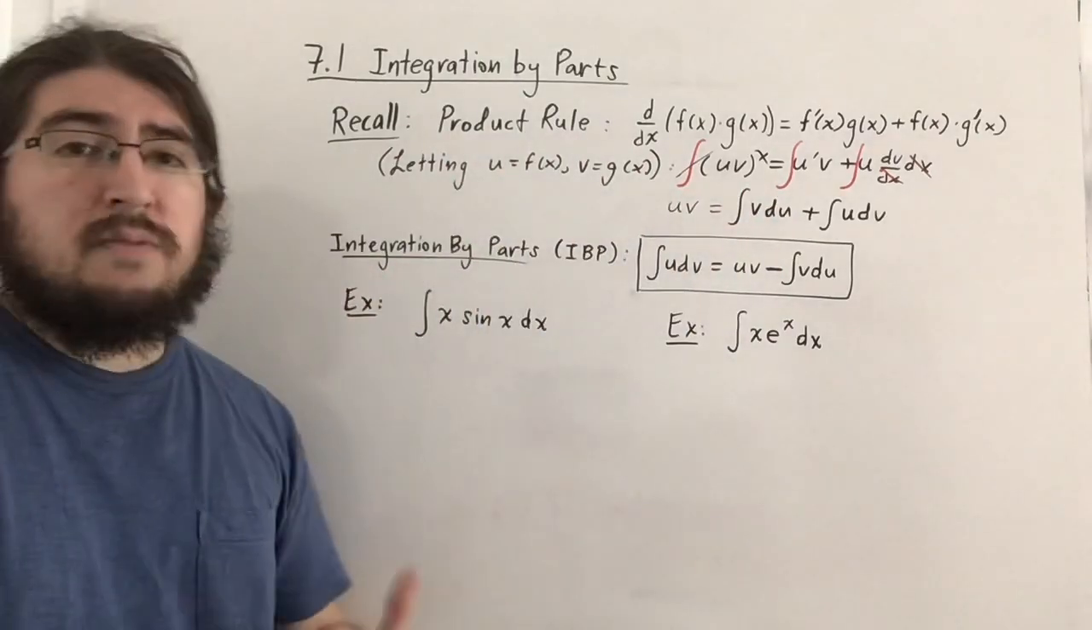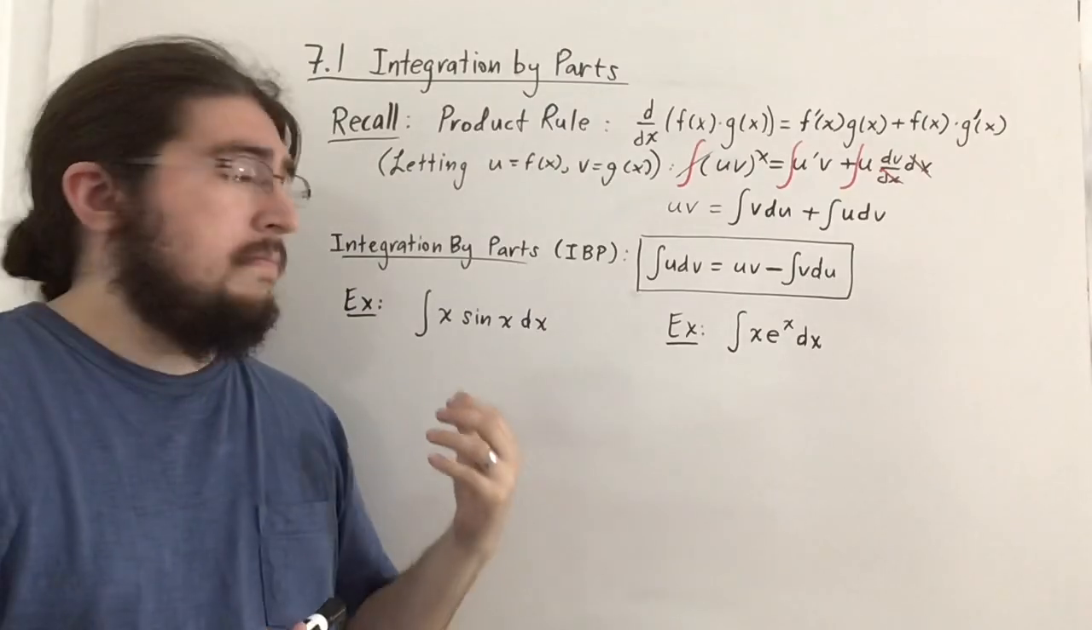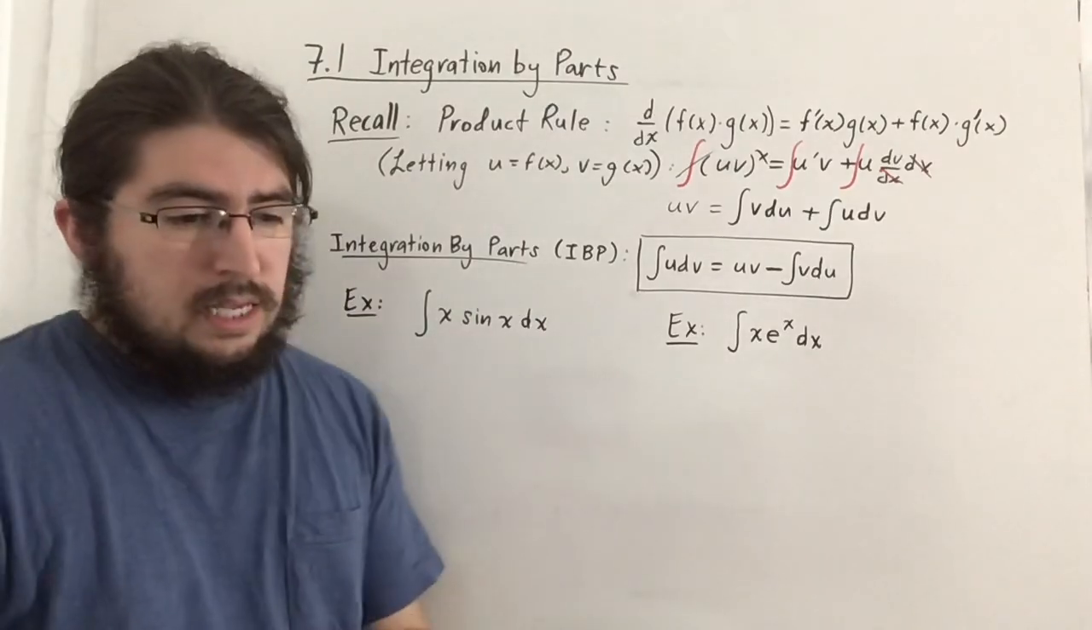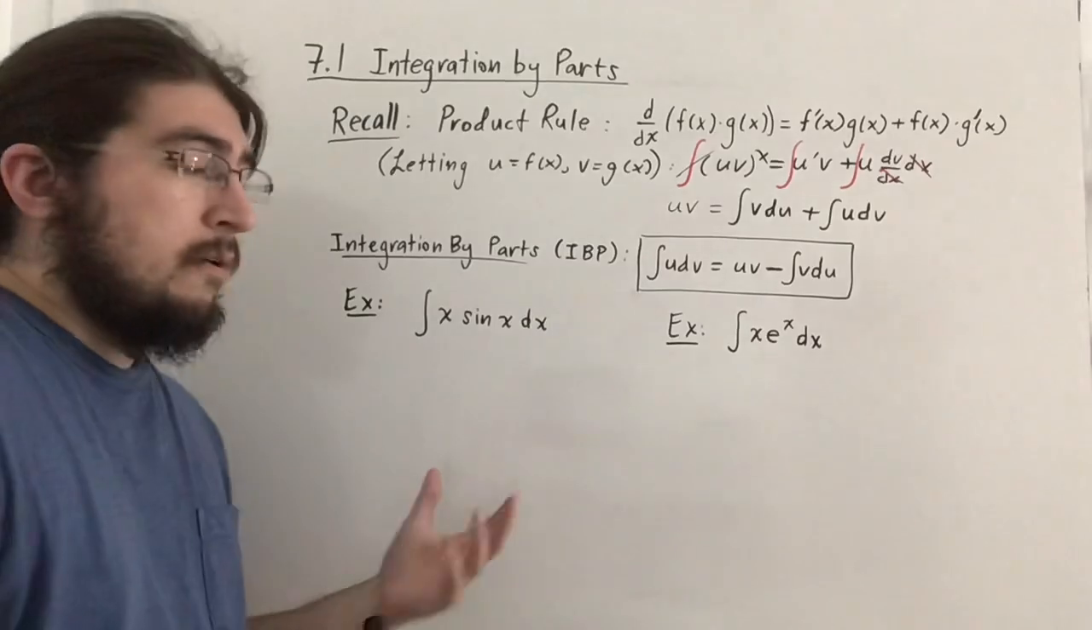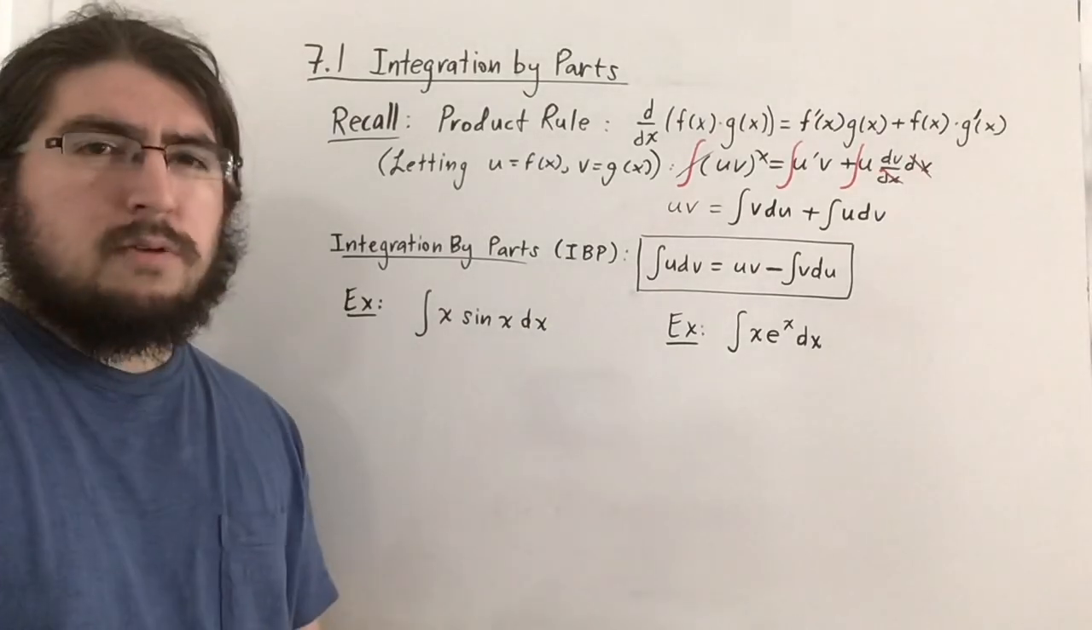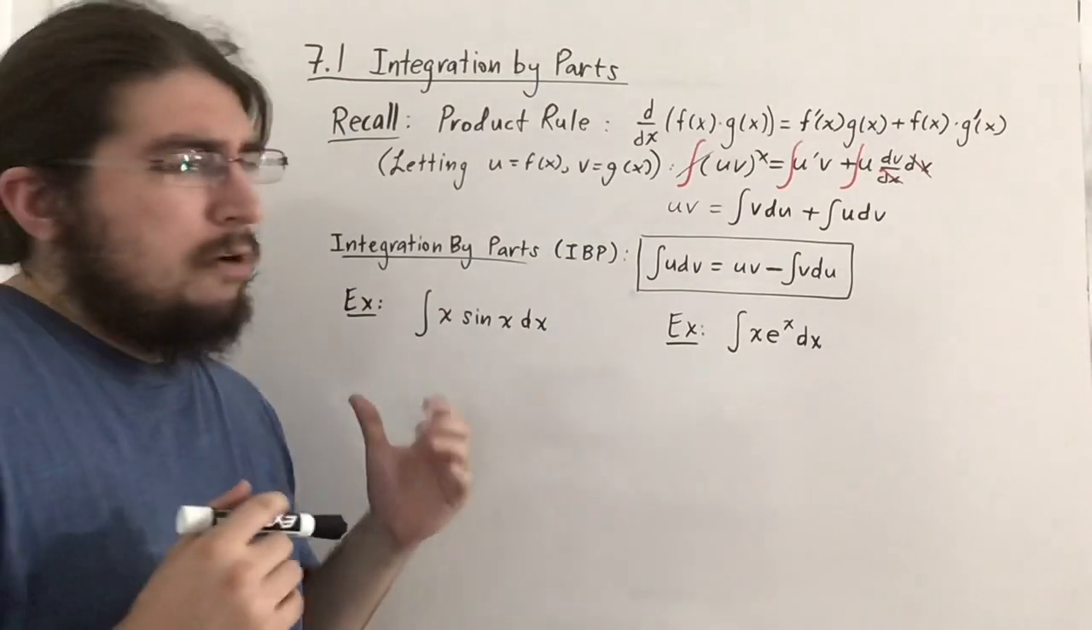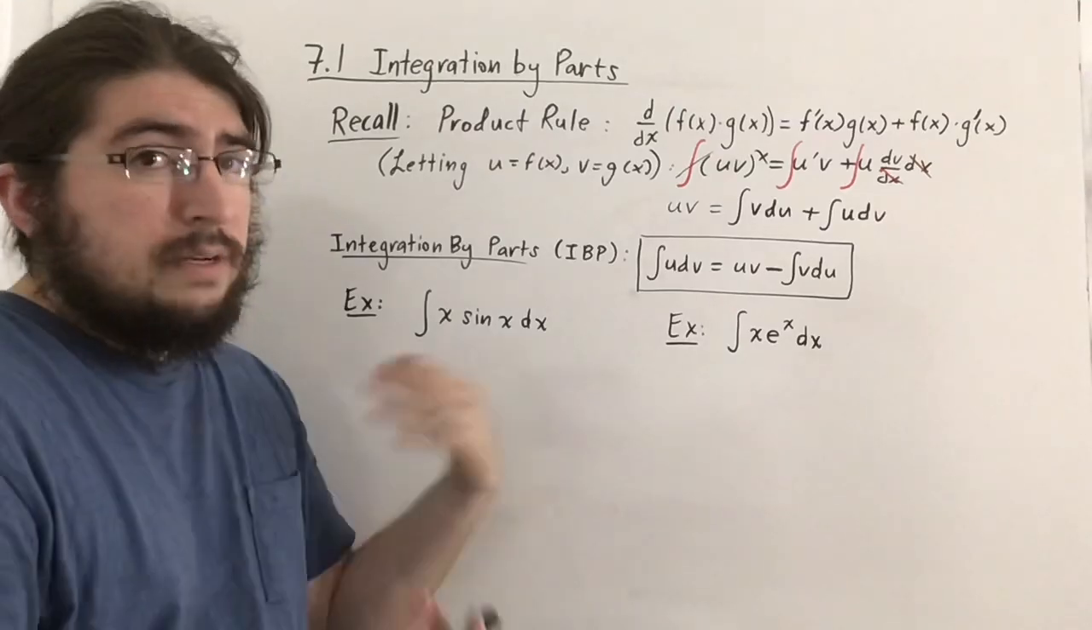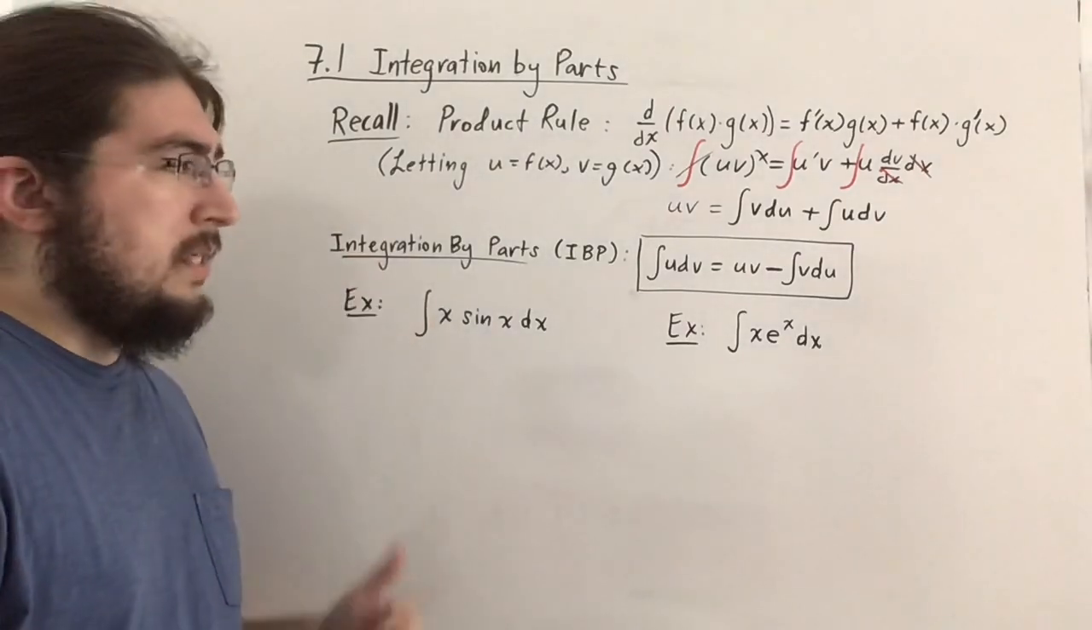So integration by parts is very often thought of as the product rule for integrals, basically. So the opposite of the product rule. Kind of like how u substitution is the opposite of the chain rule, this is the opposite of the product rule.